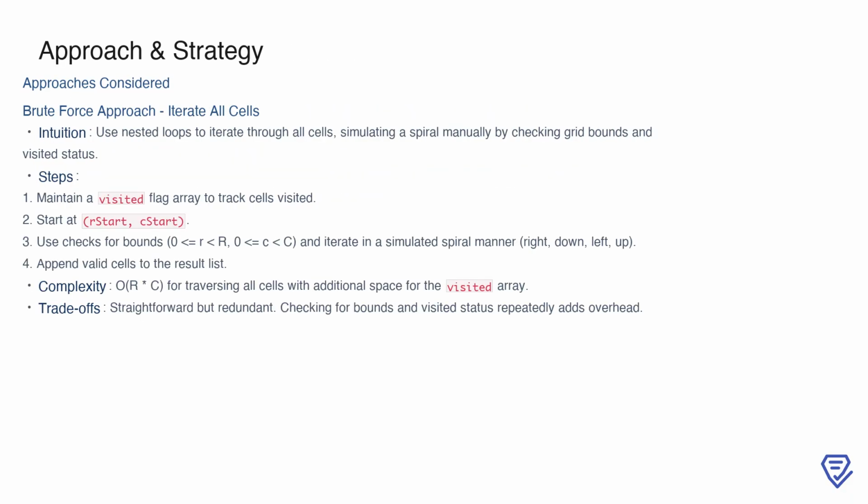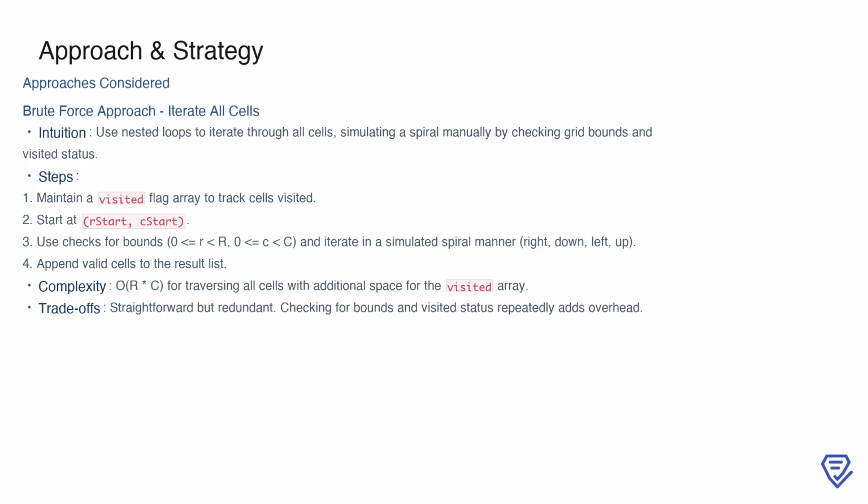To approach the Spiral Matrix 3 problem, one straightforward method is the brute force approach, where we manually iterate through all cells in the grid while simulating a spiral pattern. The idea is to maintain a visited array to keep track of the cells we've already covered. Starting from the given position, rstart, cstart, we use nested loops to move in a spiral direction: right, down, left, and then up, while ensuring we stay within the grid bounds.